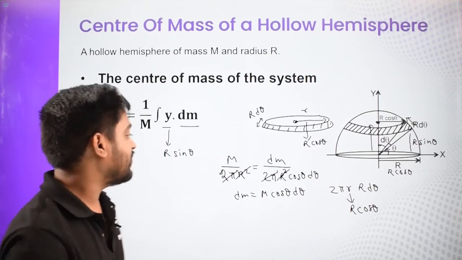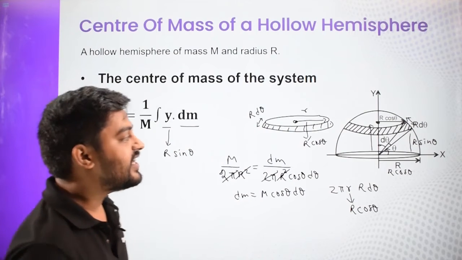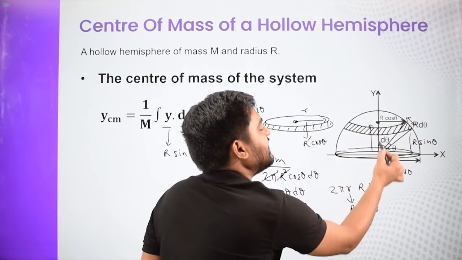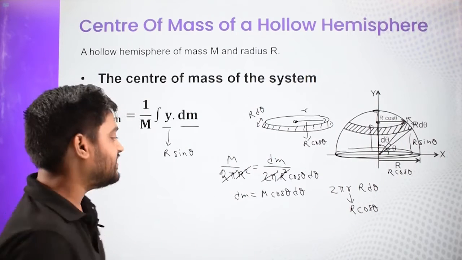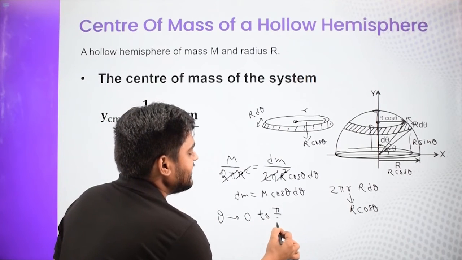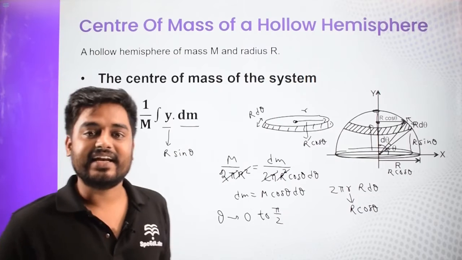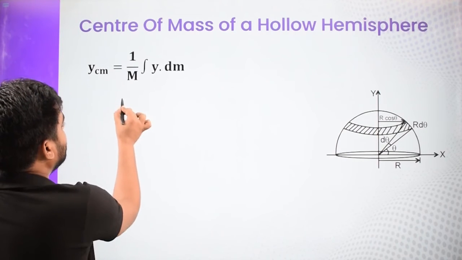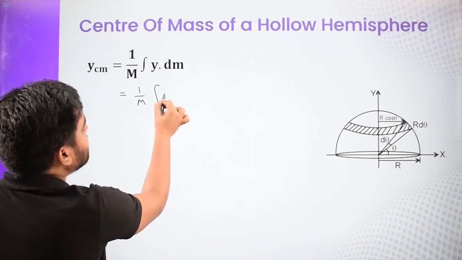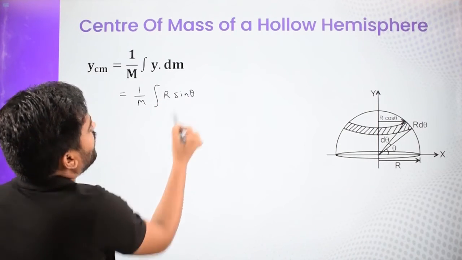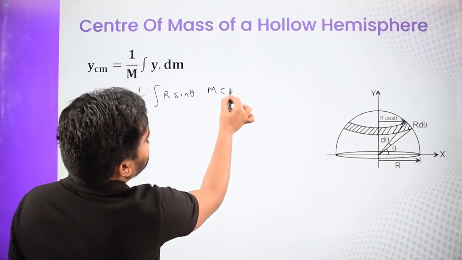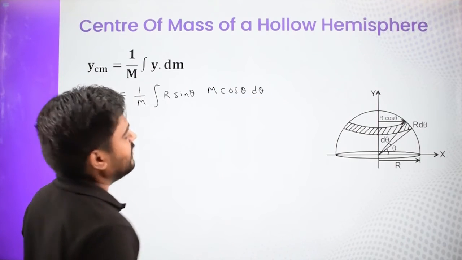And we need to put the limit where we have a variable theta. So theta varies from where to where? When theta is 0, this is covering this ring. And when theta is 90, it is covering this ring, right? So theta varies all the way from 0 to 90 degrees, that is pi by 2. So let us integrate it. The formula is the same, 1 by m integration. What was y? y was r sin theta. What was dm? dm was m cos theta d theta, right?